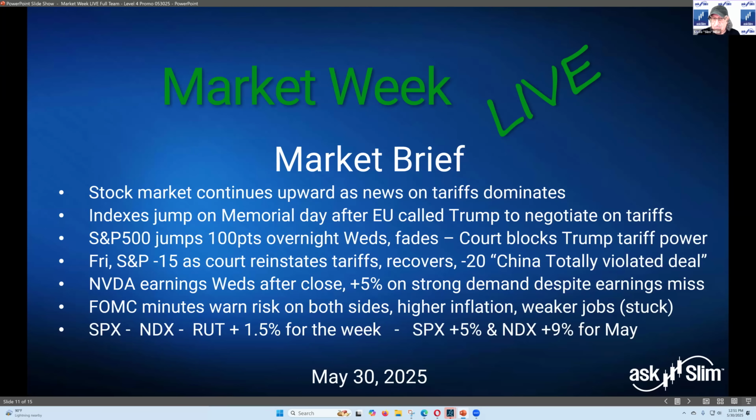NVIDIA earnings came out Wednesday after the close. The stock was up 5% on a miss, but they did say that demand was strong for their products, so it went up despite that earnings miss. The FOMC came out and they warned that there's risk on both sides. Higher inflation is possible, weaker jobs are possible, and that puts them stuck and not in any position to do anything.